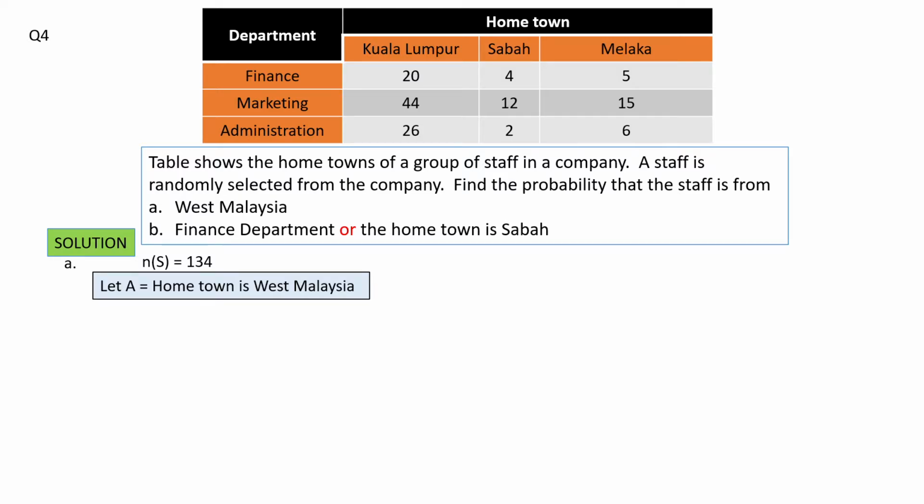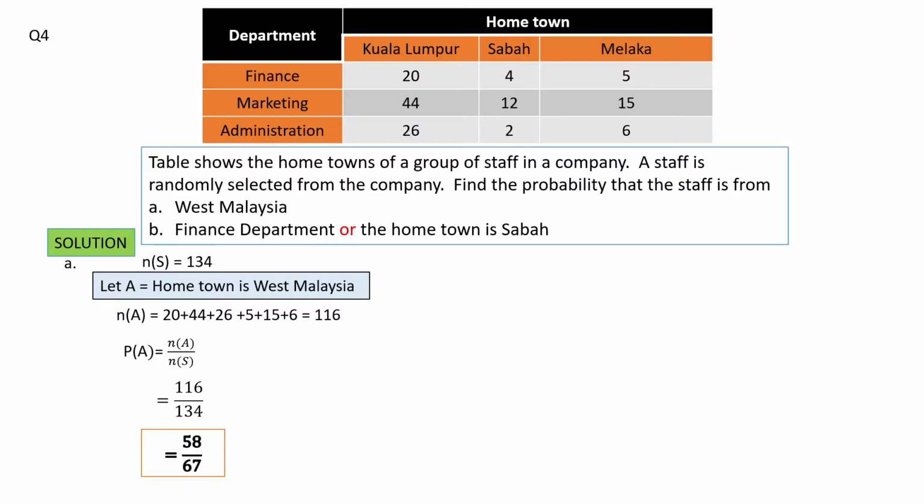Let A be the event that the staff's hometown is West Malaysia. So in order to calculate the number of event A, you have to total up the staff from Kuala Lumpur and Malacca. So that will be 116. So once you have these two values, now you can calculate the probability using the basic formula of probability. Substitute the values and find the answer.